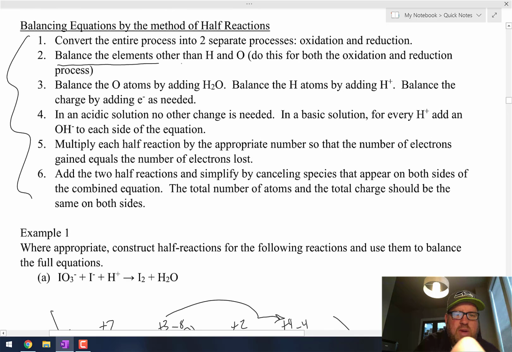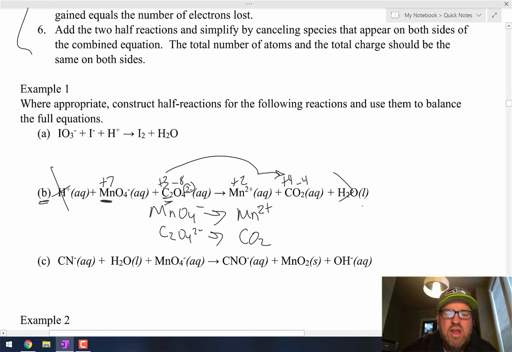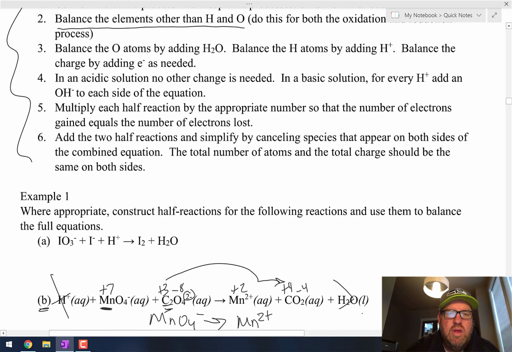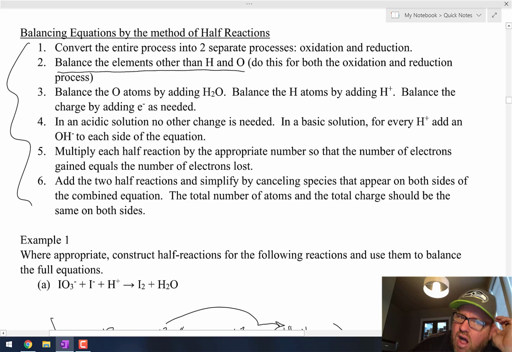Step number 2 says balance the elements other than hydrogen and oxygen. So anything that's not a hydrogen or an oxygen, we're going to balance. So the manganese is balanced. There's 1 manganese on both sides. But here we have 2 carbons. This side we only have 1. So we're going to throw a 2 on there.